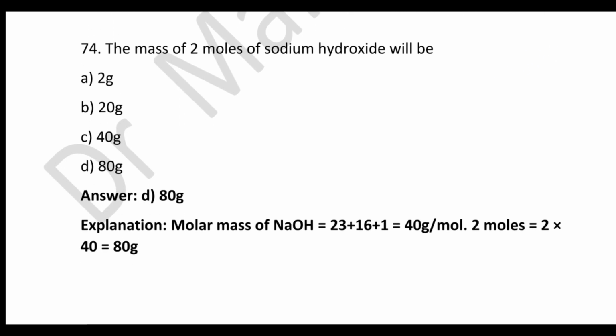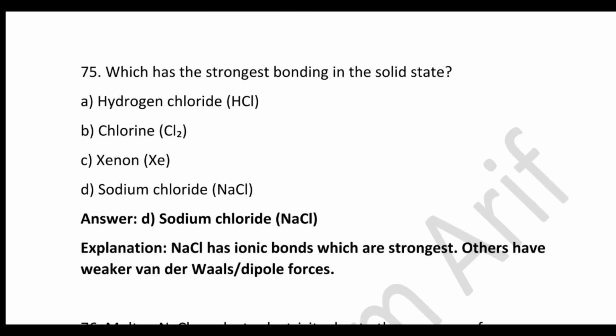The mass of 2 moles of sodium hydroxide will be, correct answer is option D, that is 80 grams. Because for calculating the mass, you have to first find out the molar mass of NaOH, that is sodium hydroxide. So you'll get 40 grams per mole molar mass of sodium hydroxide. You will multiply this with 2 because 2 moles of sodium hydroxide are being referred in the question. So 2 into 40 is equals to 80 grams. So correct answer here is 80 grams.